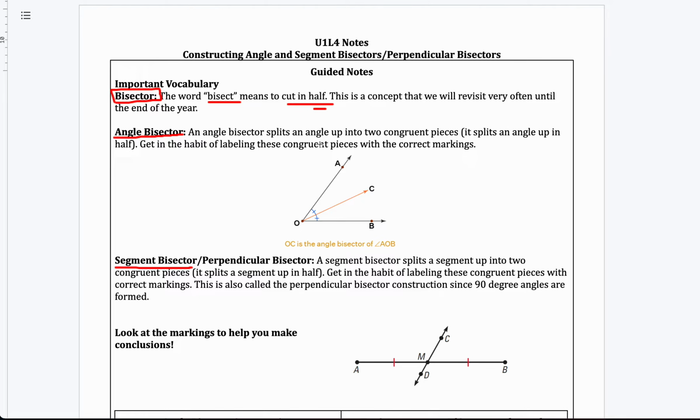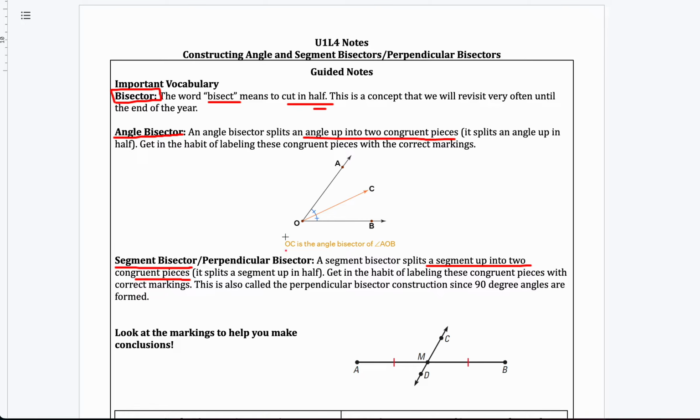An angle bisector splits an angle up into two congruent pieces, and a segment bisector splits a segment up into two congruent pieces. Again, splitting it into two congruent pieces is the same thing as saying it's splitting it in half. So for an angle bisector, you want to get in the habit of labeling your congruent parts. As always, we're always encouraging you guys to do this.